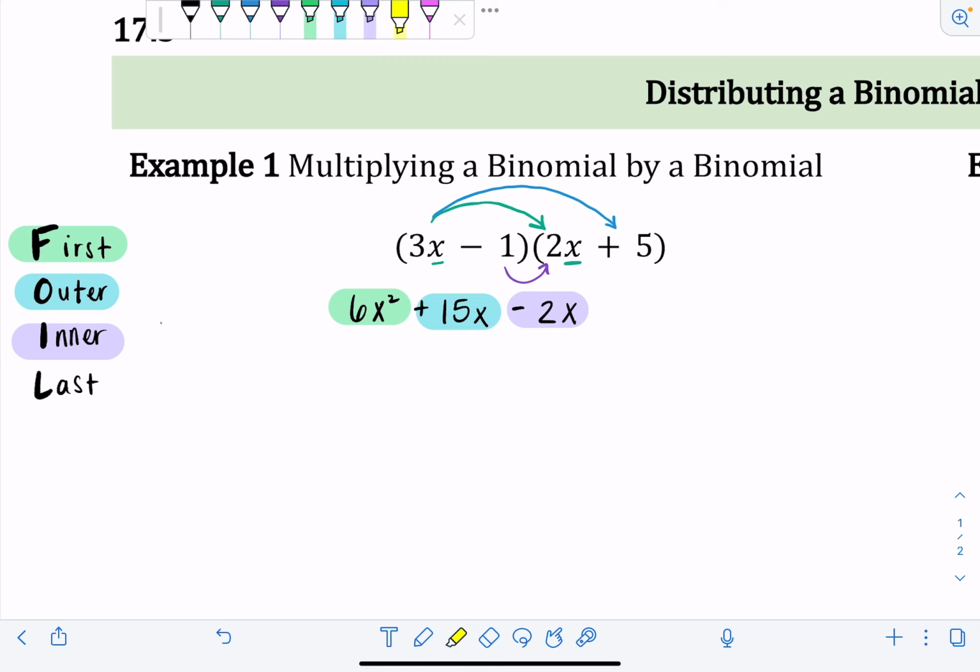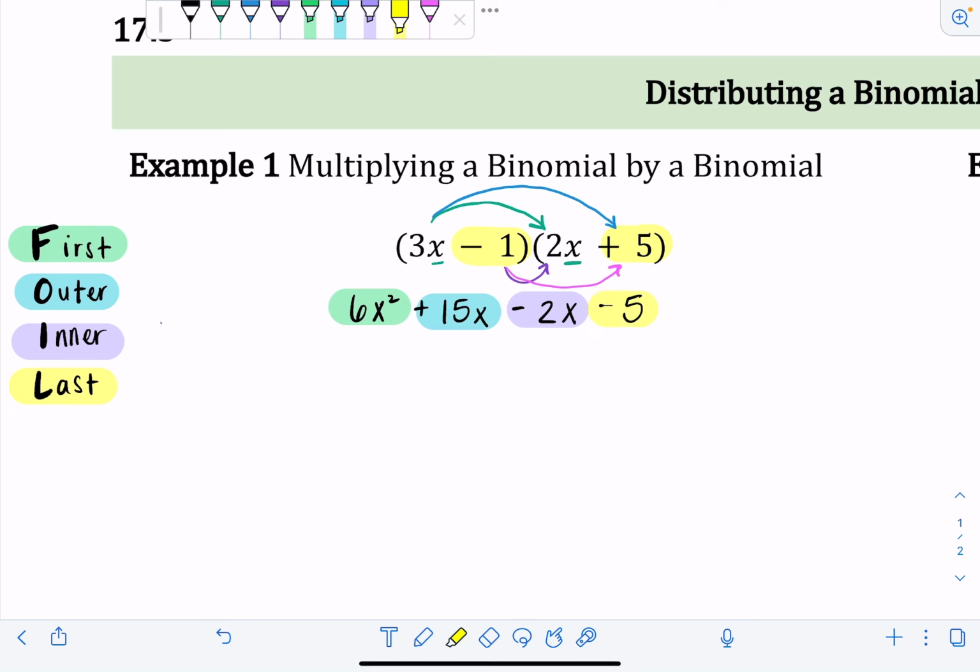And then the last, I would have to multiply -1 by 5 at the end. Oops, forgot to highlight it, sorry. Last means we're taking the last two terms in the parentheses. So the last two terms would be that -1 and that +5, and we're multiplying those two together to get -5 at the very end.